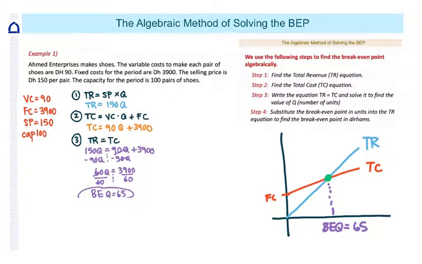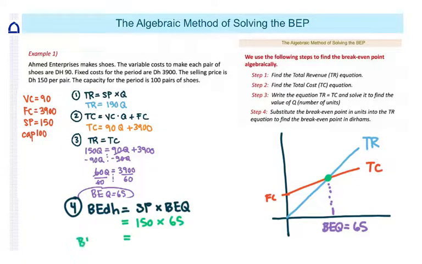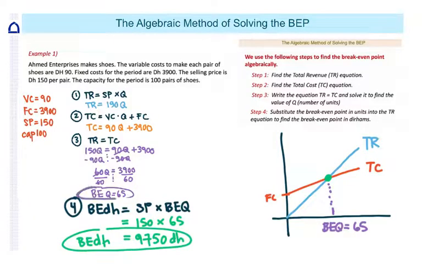And then if we want to find the break-even point in dirhams, what we will do as our last step, for the break-even point in dirhams, you just take the selling price times the break-even quantity that you just found. So let's do that. The selling price is 150. The break-even quantity we just found is 65. So we get a break-even amount in dirhams of 9,750 dirhams.